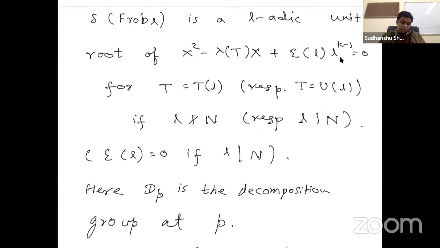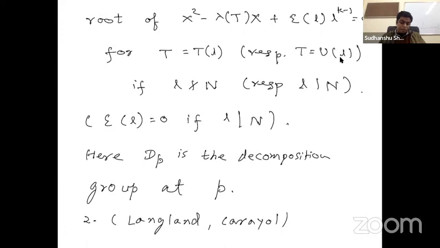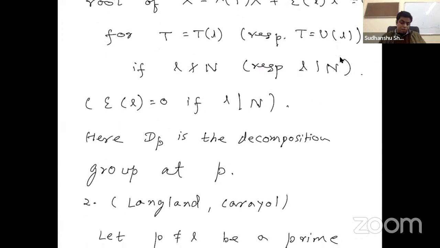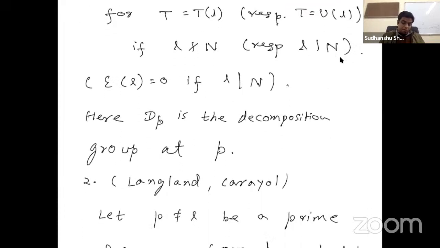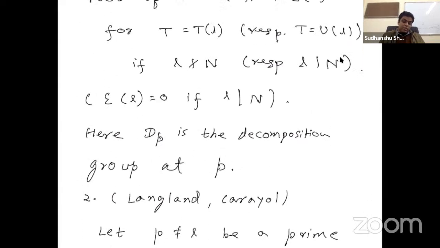Yeah. So this is the precise value of this. This is how you can describe delta Frobenius at L. Here I should say that this epsilon_L, remember epsilon was a character of (Z/NZ)*. So if L divides N, then we take this to be 0. Okay. And so this is at the prime.